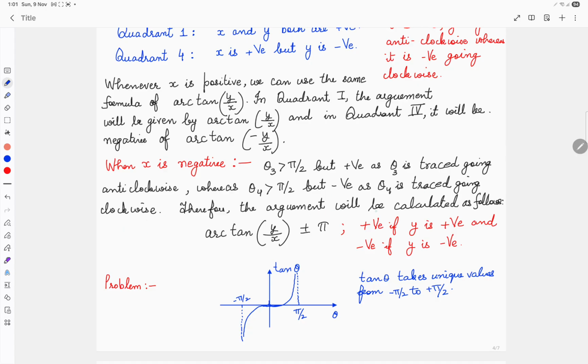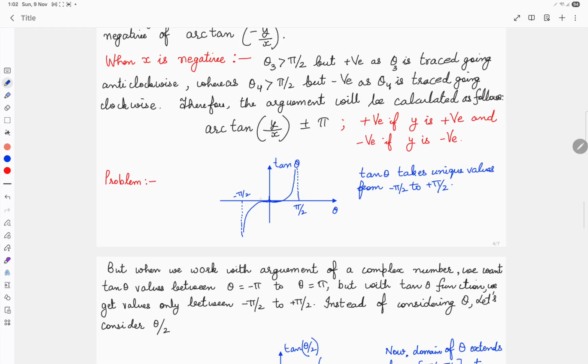Therefore the argument will be calculated as follows. Either we have to add pi or we have to subtract pi to get the theta value. So positive if y is positive and negative if y is negative. That's how we will calculate this function. That's how we will calculate the angle theta using arctan y by x, with the addition of pi or subtraction of pi based on this criterion of the sign of y.